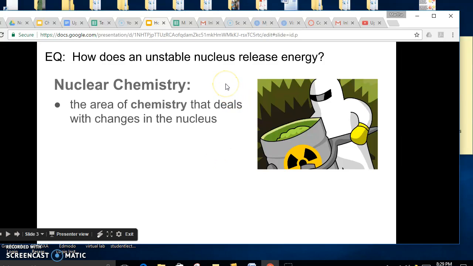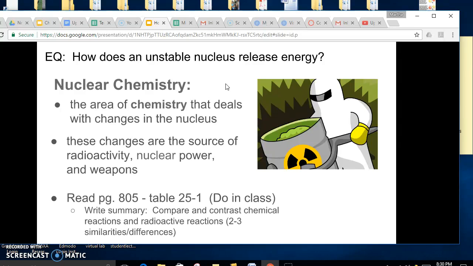So nuclear chemistry is the area of chemistry that deals with changes in the nucleus. This is very different than most other reactions that we see that deal with atoms gaining or losing electrons and forming ions. This is dealing specifically with the nucleus, so they don't behave like regular chemical reactions do. These changes are the source of radioactivity, nuclear power, and nuclear weapons. There's lots of energy involved in here.